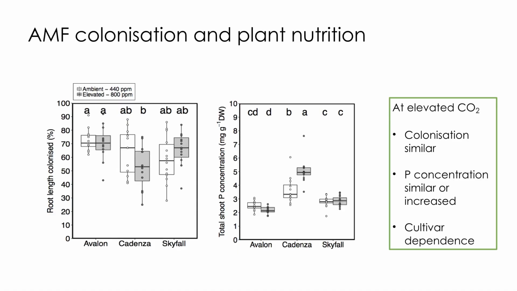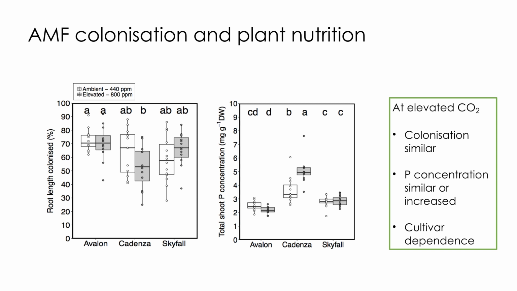But before I move on to the isotopes, I'll just talk about fungal and plant growth. On the left-hand side, you've got a graph showing the 3 cultivars, Avalon, Cadenza and Skyfall, and how much of their root has got fungus growing inside it. And you can see that it's all pretty high. We're averaging high 50s to 70% of the root length has got this mycorrhizal hyphae growing in it. And there don't seem to be many strong trends about how cultivar or CO2 drive this.